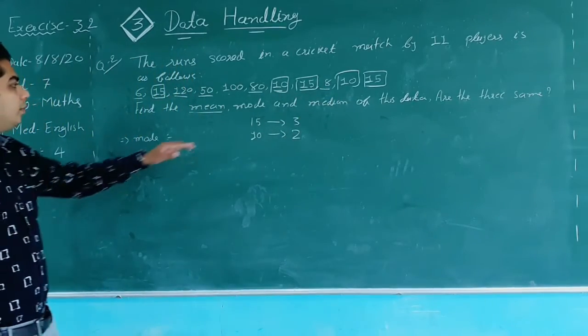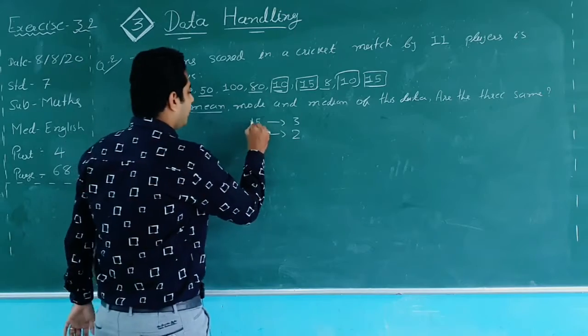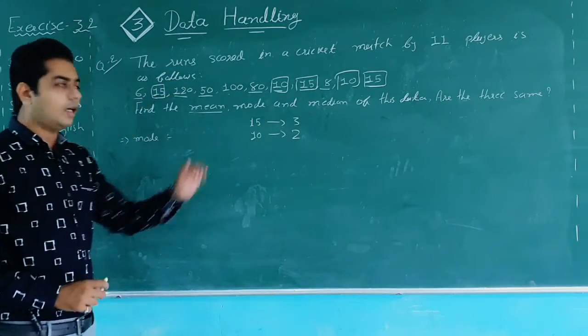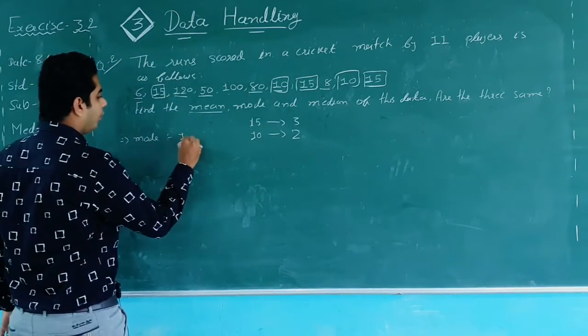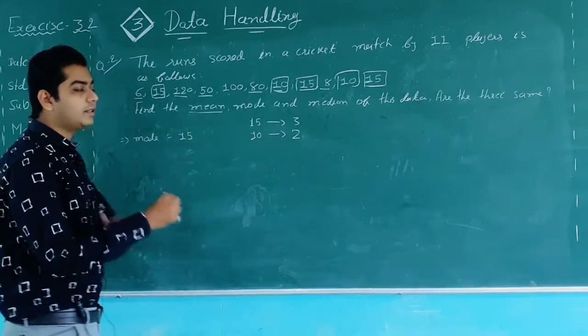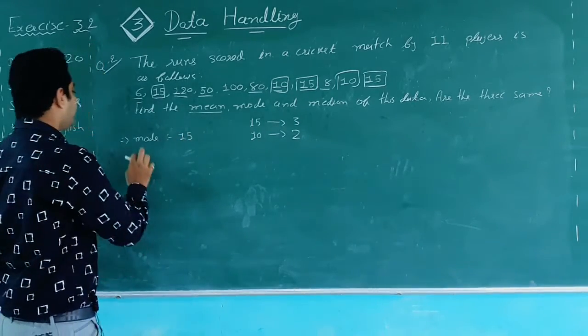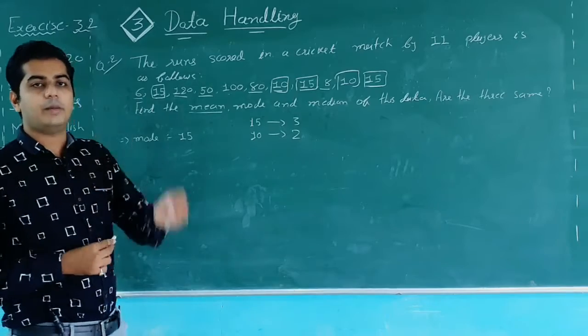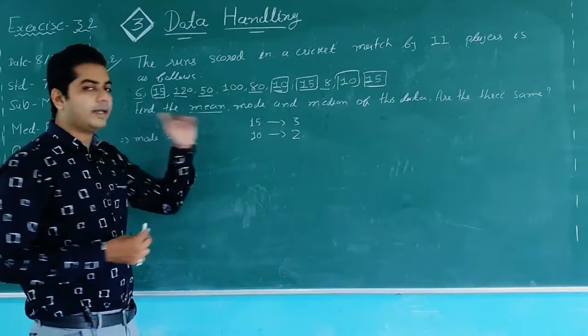So यहाँ पे मैक्सिमम कौन रिपीट हो रहा है? 15. सो 15 क्या होगा? 15 इज द मोड ऑफ द डेटा. क्यों? क्योंकि वो मैक्सिमम टाइम रिपीट हो रहा है. सो मोड मतलब क्या? जो भी नंबर मैक्सिमम टाइम रिपीट हो रहा है वो होगा तुम्हारे डेटा का मोड.